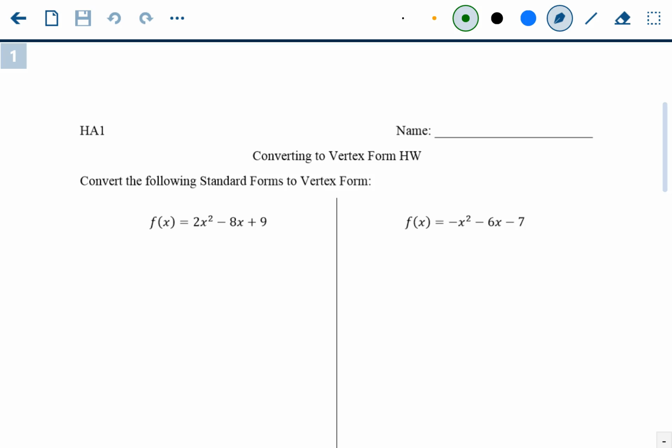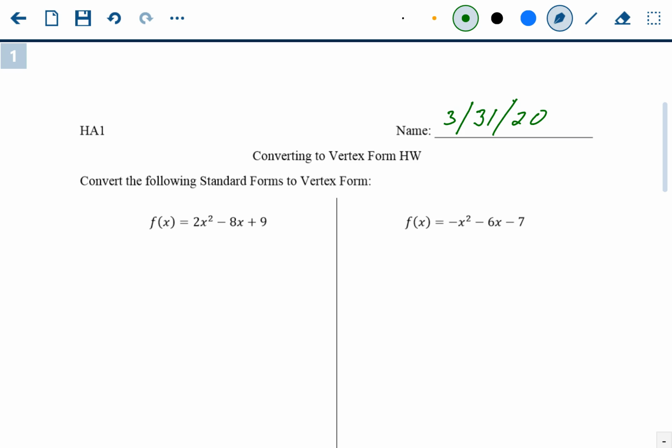Okay, this is the video key for converting to Vertex Form, last night's homework. Again, I'm not sure if I'm going to do all of these or not, but the whole key will be posted online as well. All right, so today's last day of March, 2020.